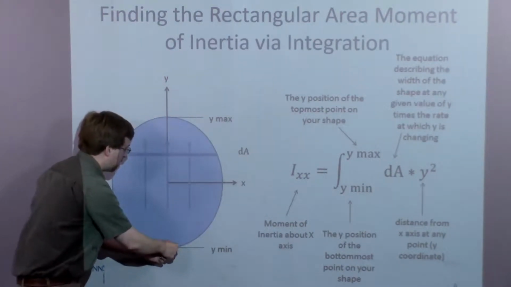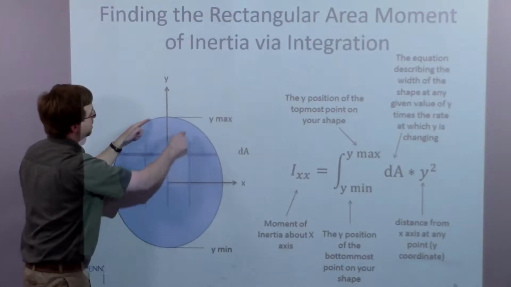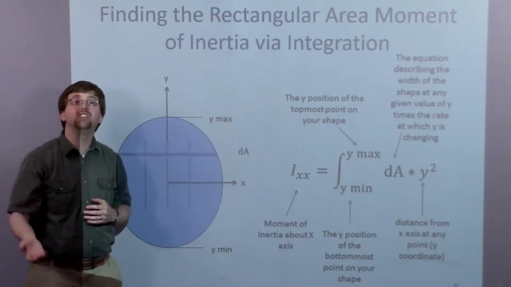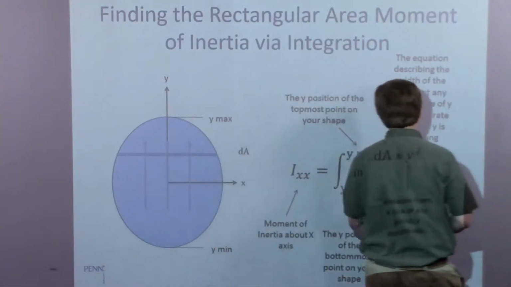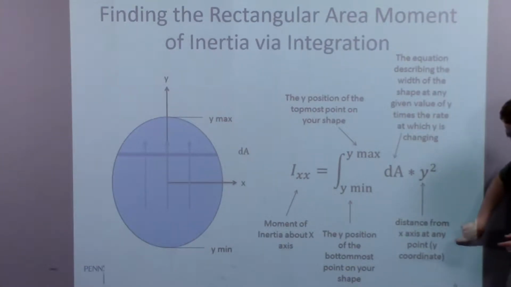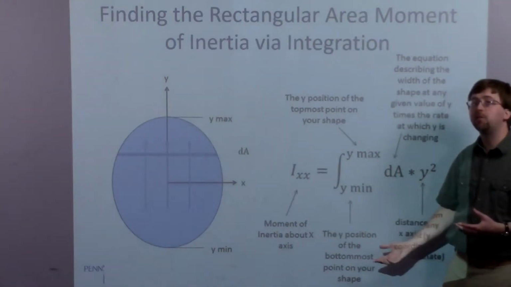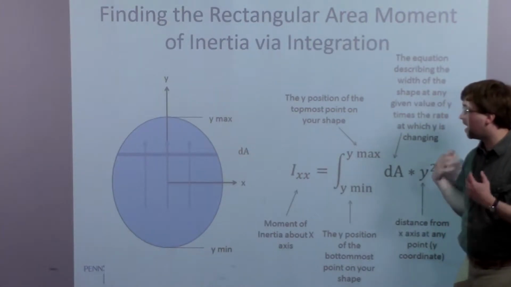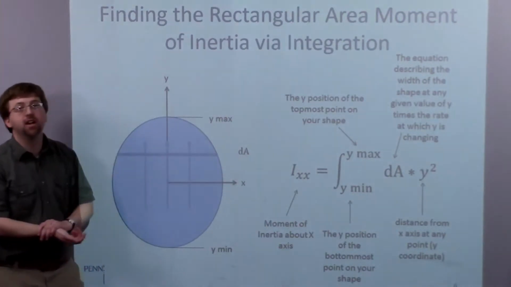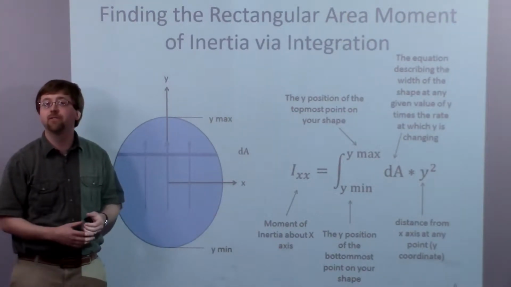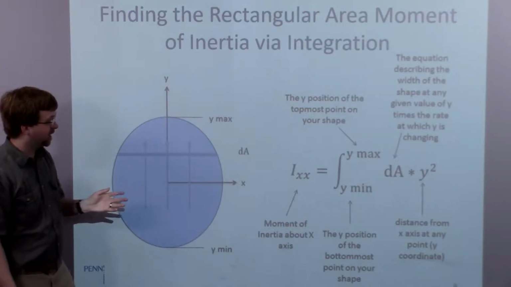You'll notice as I move from the bottom up to the top, the width of my shape is changing as I move up, and so I'm going to have an equation rather than just a specific number in there. All right, so I take that equation for the width times dy, multiply by y squared, and take the integral. If I have actual numbers in here, I'm going to wind up with a number for Ixx. The way the integral works, you're going to wind up with some kind of distance to the fourth, so it could be inches to the fourth, meters to the fourth, millimeters to the fourth in your final answer.